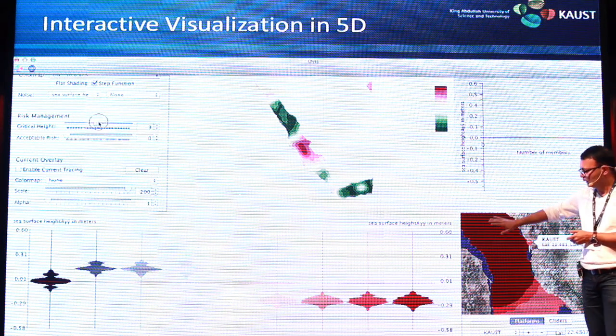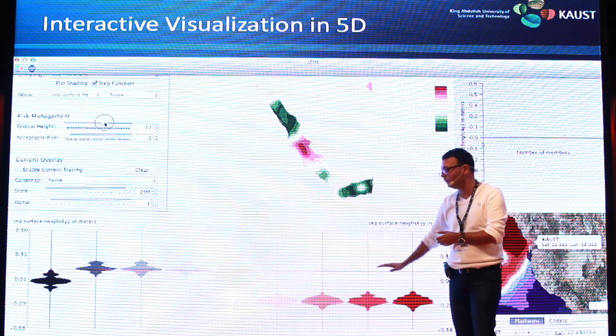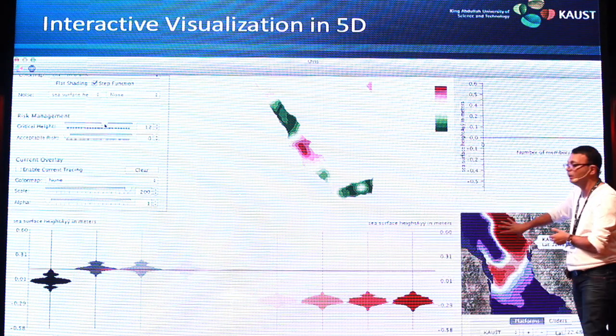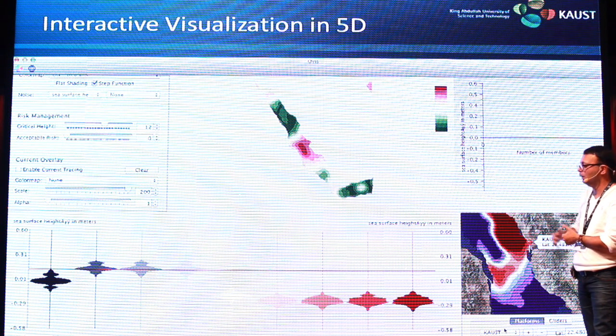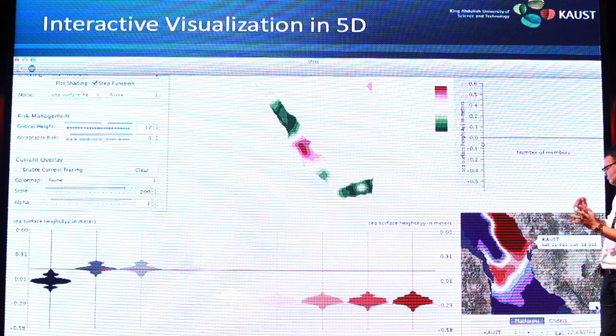So basically, you can just move the mouse. This is the threshold, 30 degrees. And accordingly, you see the areas where you can pump and the areas where you cannot pump. You can even go further, just with a mouse.